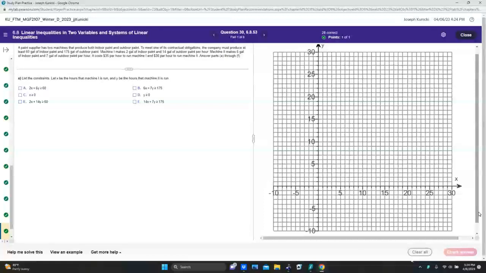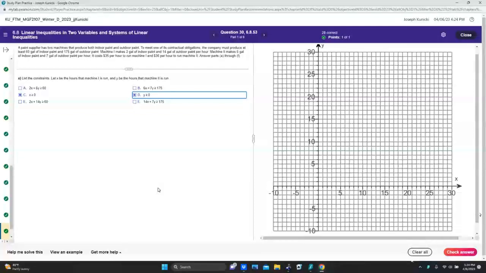So I can tell you that, first off, they're both greater than or equal to 0, X and Y. Both machines can't have negative hours. So that's pretty straight up. You could not run one of them, right? If you run one machine, the other one could be 0. All right.